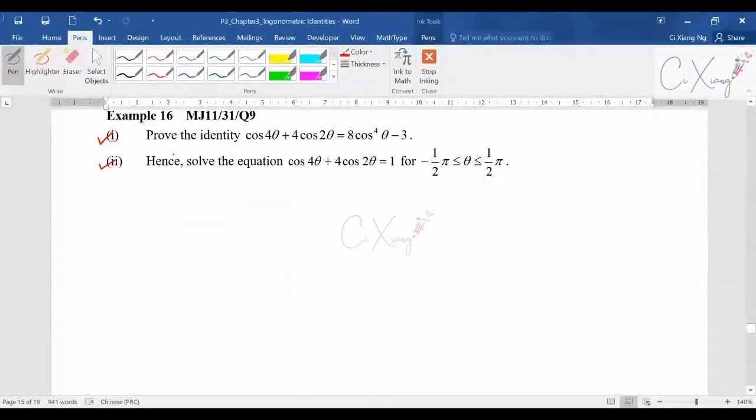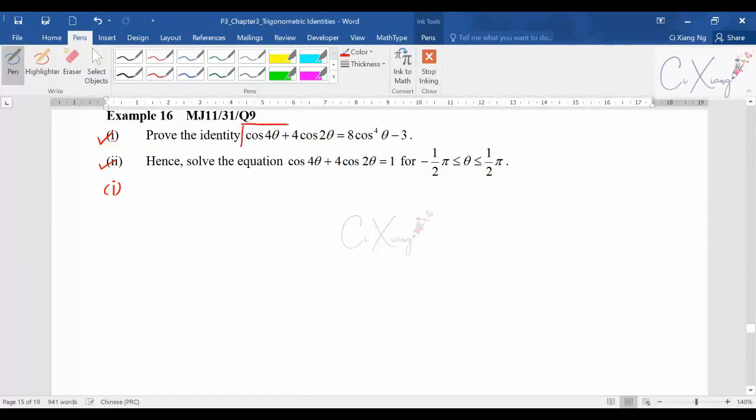So let's have a look at example 16. I will solve example 16 for you, and you try example 17 yourself. All right, so let's have a look. They want to prove the identity.